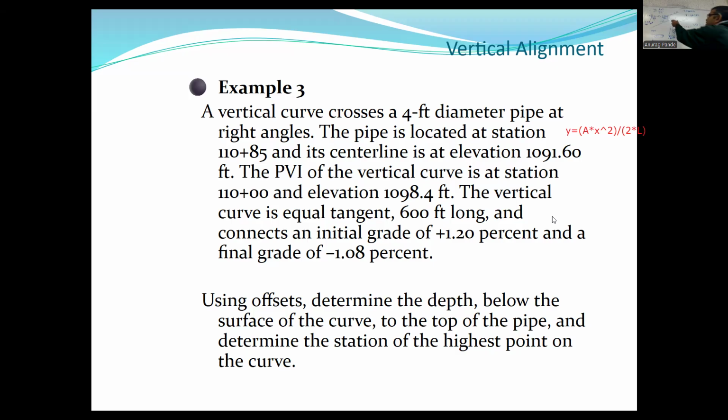So now all you need to do is, the horizontal distance is 85. So PVI elevation is 1098.4 plus 1.2 over 100 times 85 feet horizontal distance. Does that make sense to everybody? What I'm doing here, I'm taking the elevation of PVI and adding that slope, 1.2 over 100 times 85. So what do we get? You can use your calculators to find that value for me.